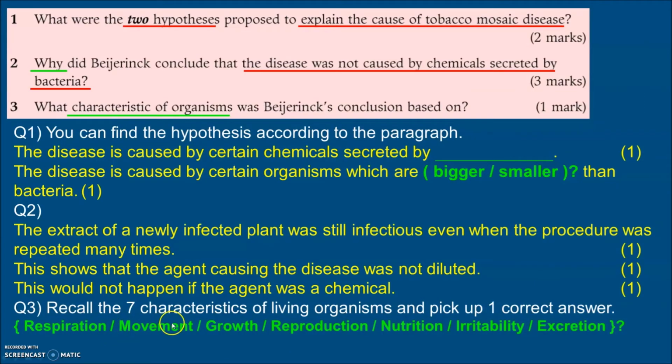So I give you all the 7 characteristics of the living organism, and then please pick the correct answer for me. So I think you can easily pick the answer. So that's for the question part. And after this question, I would like to recall the concept of hypothesis in the scientific investigation.